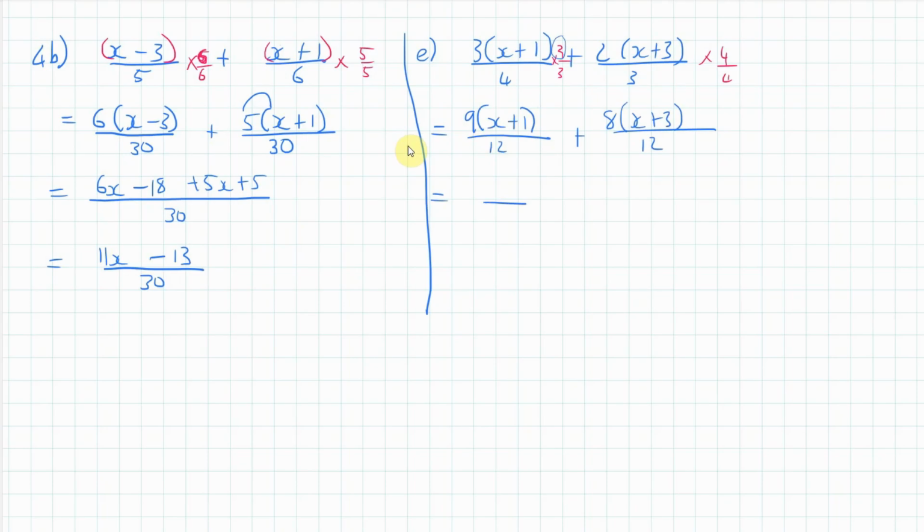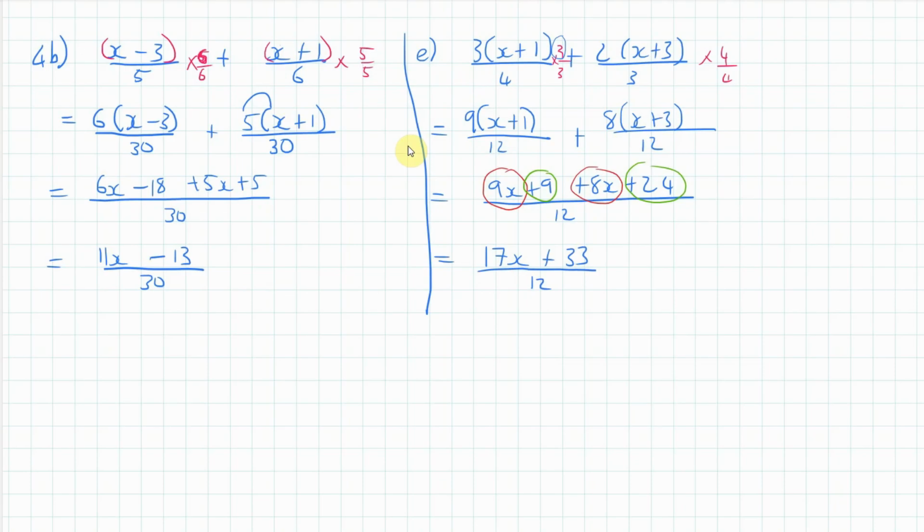Now we simply expand our brackets, and it's all going to be over 12. That's our denominator. So we get 9x plus 9 plus 8x plus 24, and then we can gather our like terms. So you see we've got 9x here, positive 8x here, and then we've got positive 9 here and positive 24 here. So when we gather those like terms, we get 9 and 8, which is 17x, and 9 plus 24, which is 33. We chuck that all over 12, and that's our final answer for E.